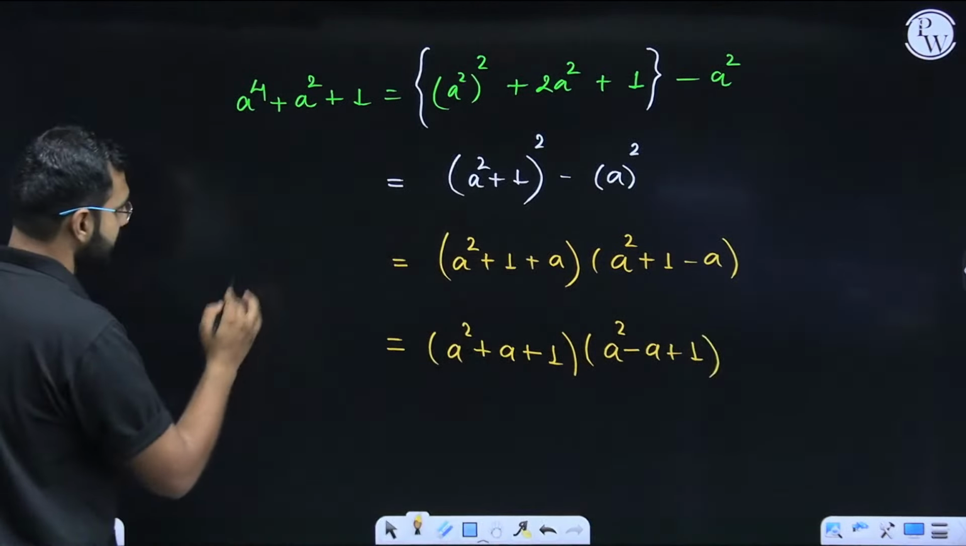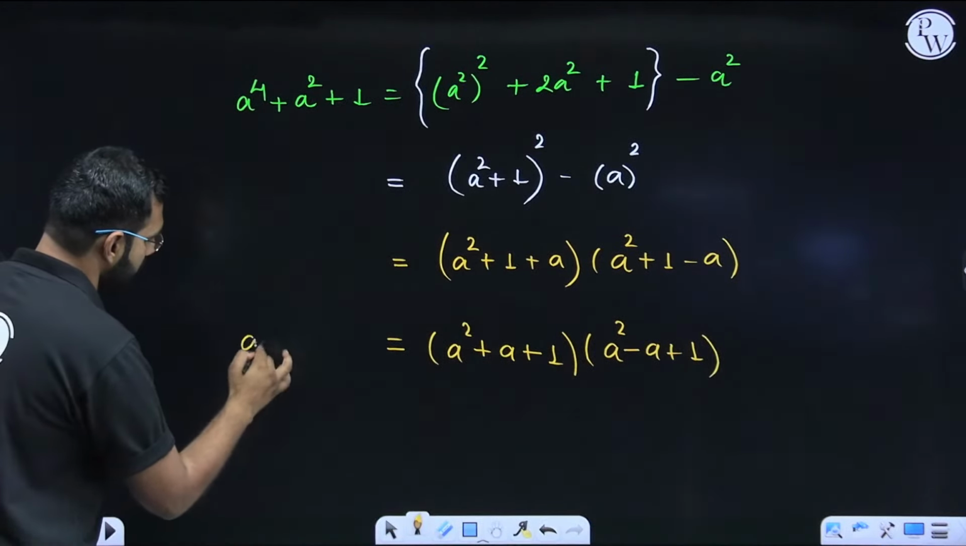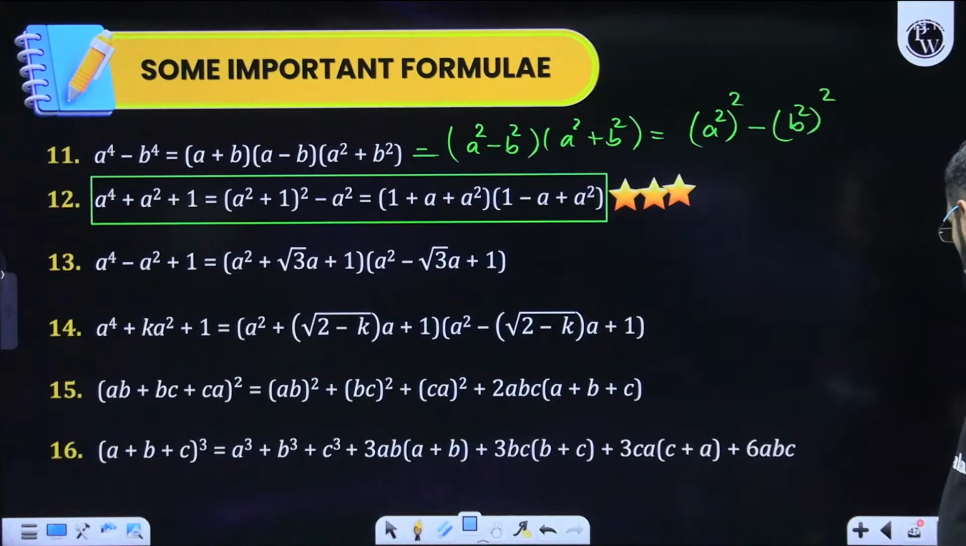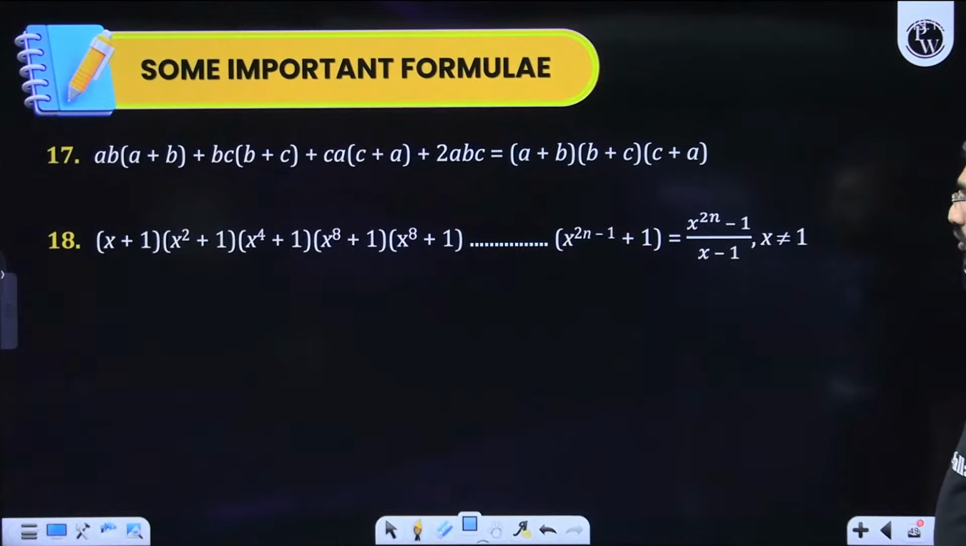What is it? It is the expansion of a to the power 4 plus a square plus 1. I am humbly requesting you all to memorize this, to keep a note of this, because this is something which you would be using at a lot of places in your JEE journey. Now, if I get back to the conclusion, these are again few more which are not being discussed. We'll be discussing them in the respective chapters or as per the questions. But yes, this is something you should be aware of.